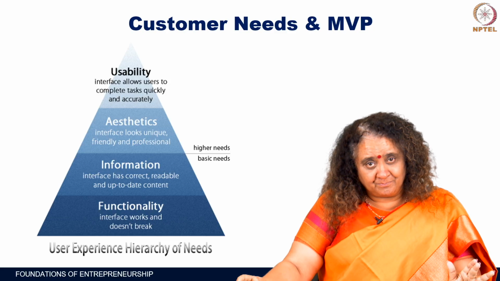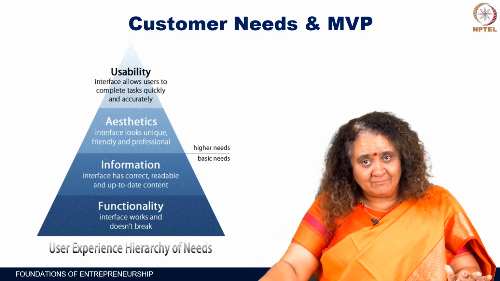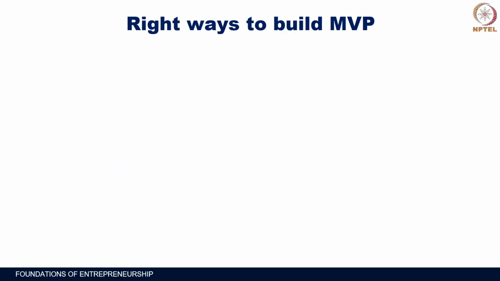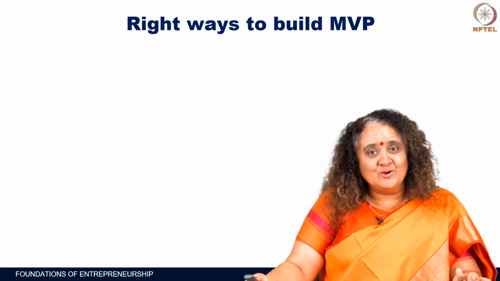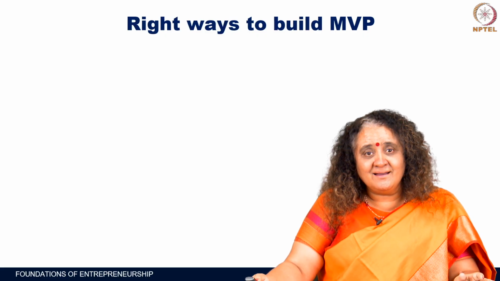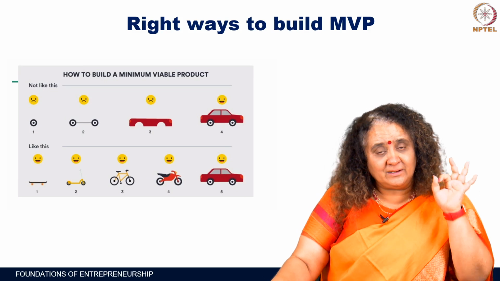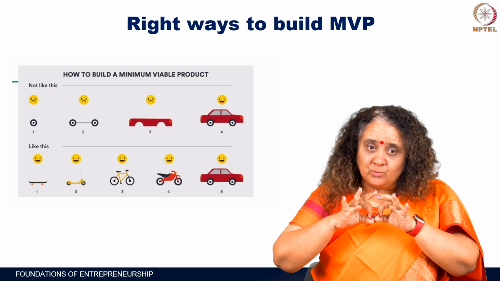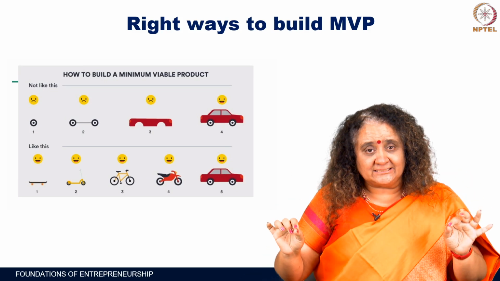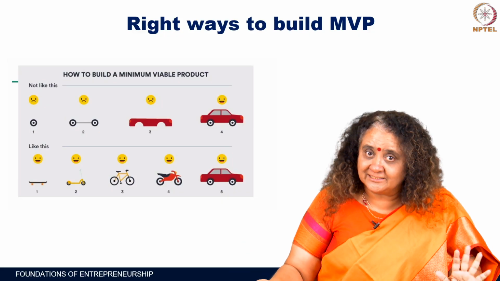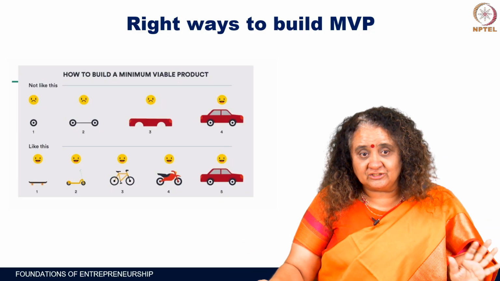So, these are the levels in an MVP. This is just a humorous way of depicting the same thing. So, we say that to build a car, it is not that you build one wheel first and then you will make two wheels and then you will build the chassis and then the car will happen. No, that is not how the transportation industry moved.